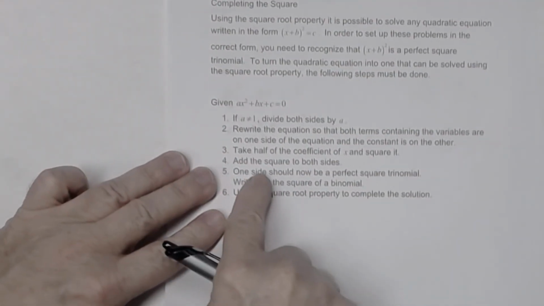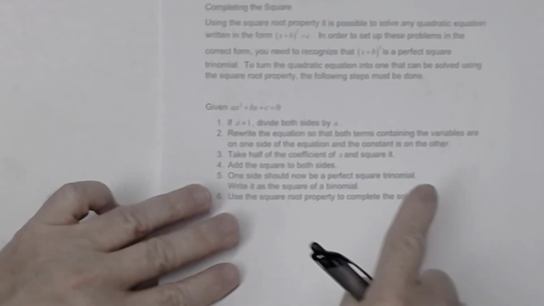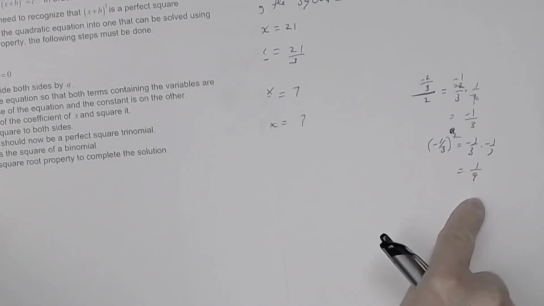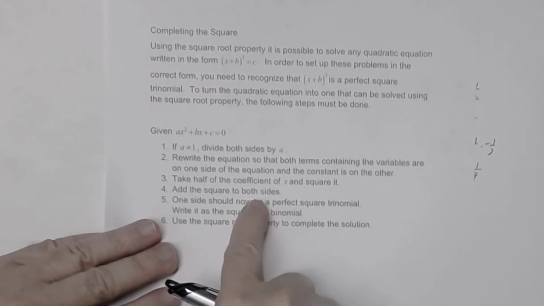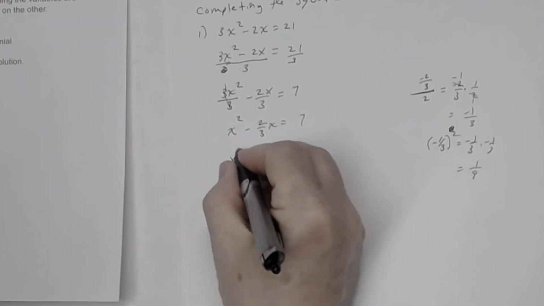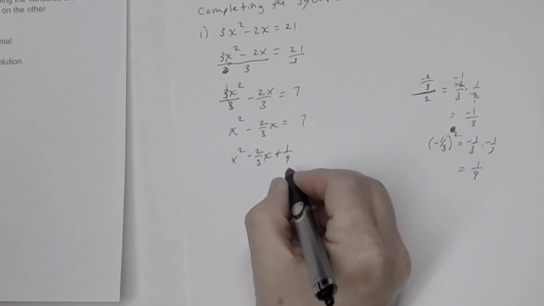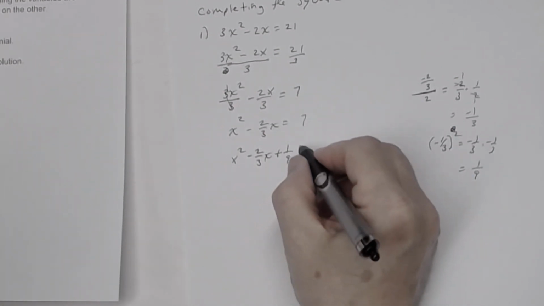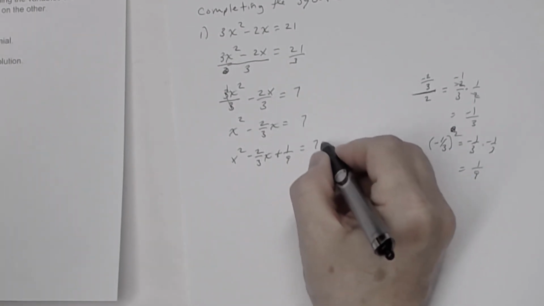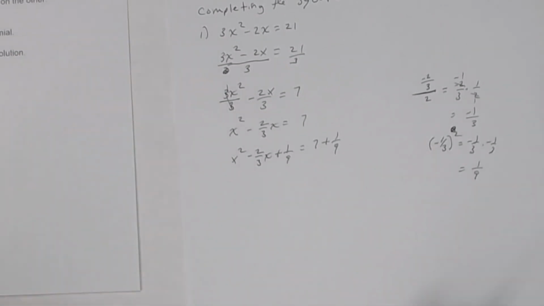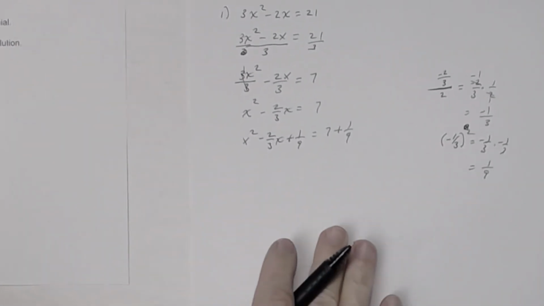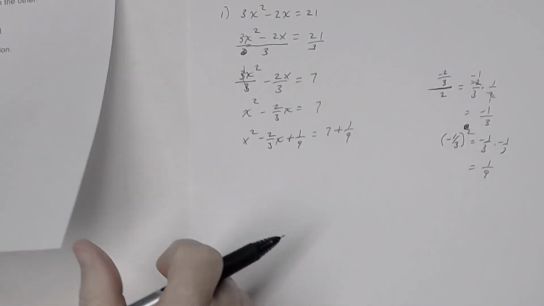Okay, step 4 then says I'm going to add that square. I'm going to add this number here, this 1/9, to both sides. All right, so I'm going to get this now: x squared minus 2/3 x plus 1/9. It's always going to be plus here because you're adding. And 7 plus 1/9. Okay? All right, so that was step 4.